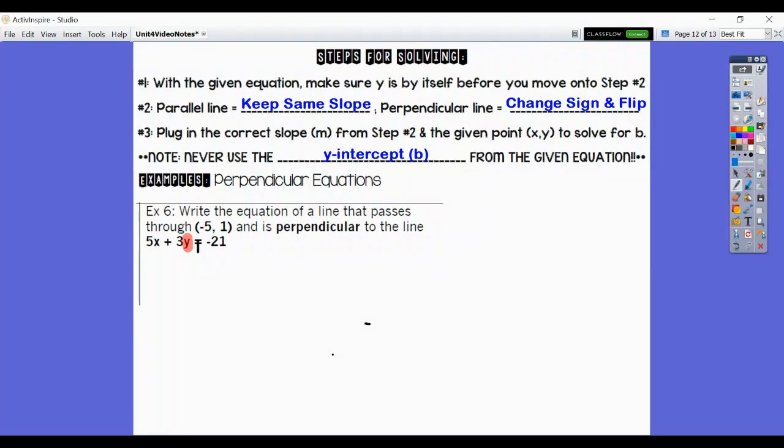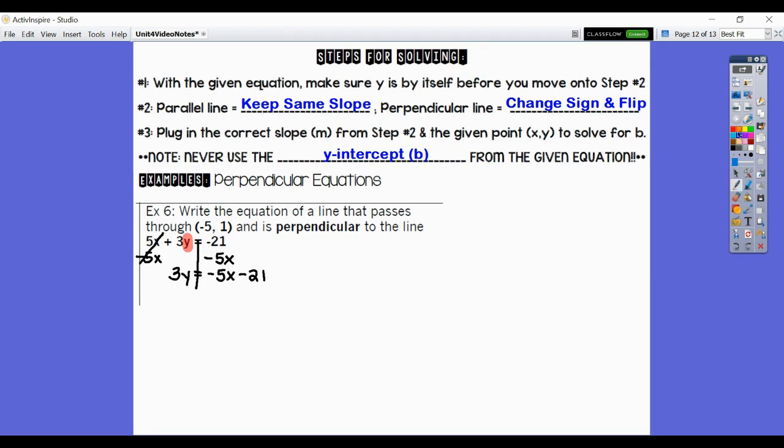To get the y by itself, I must move the 5 and the x over to the other side. To move them both at the same time, I will do the opposite of a positive 5x, which is -5x. That leaves me with 3y equals -5x minus 21. Sneak in that x term between the equal sign and the number on the right.